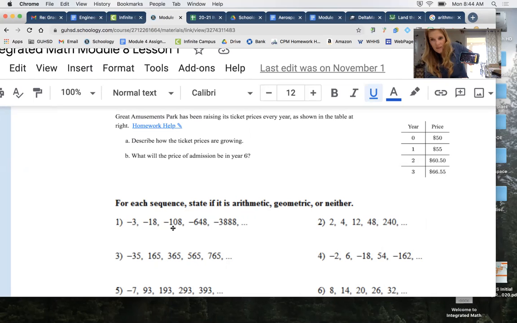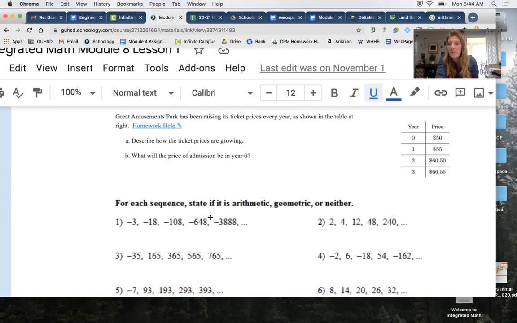It's that little guy right there. Okay, negative 108. And I'm going to divide by the previous term, which is negative 18. So divide by 18, and then I put the negative, and I hit enter, and look at that. I've got 6 again. I'm going to try it one more. I usually try to do it at least 3 times. So I'm going to take the negative 648, and I'm going to divide by the negative 108, and I get 6. That means that each time I am going to multiply by 6.